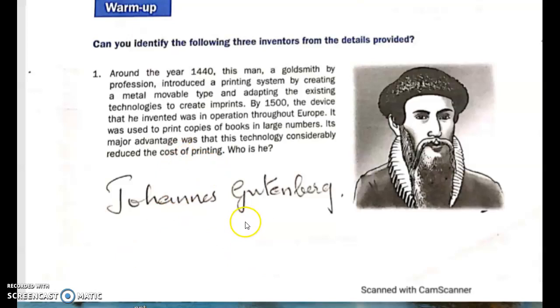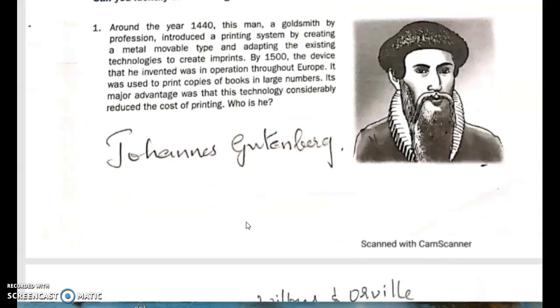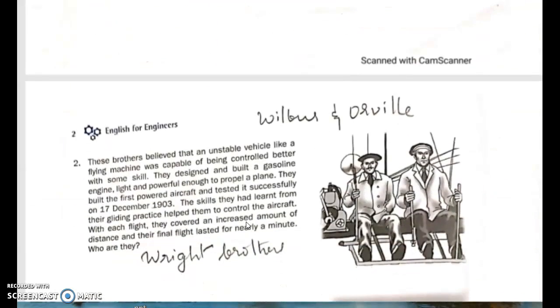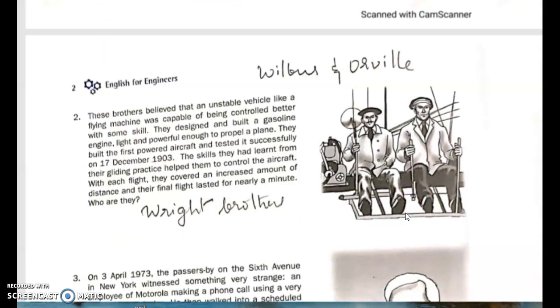He was a goldsmith by profession, but with his innovative ideas and creative strategies, he introduced the printing press for the very first time. In a similar way, we have other pictures here. This picture clearly shows the Wright brothers. Everyone can easily guess it. Yes, they are the pioneers who invented the aircraft for the very first time.